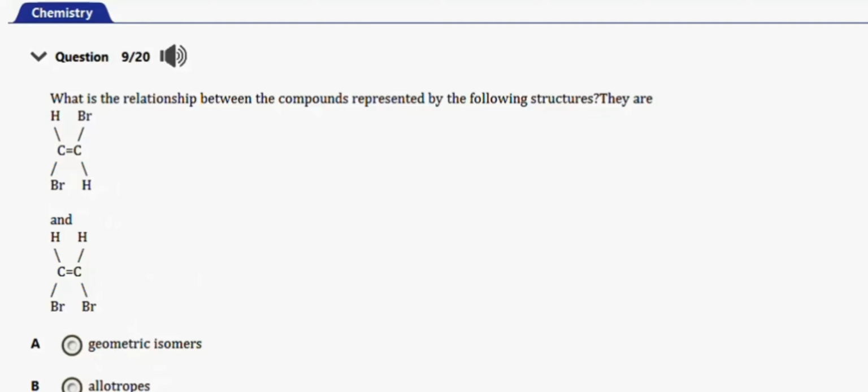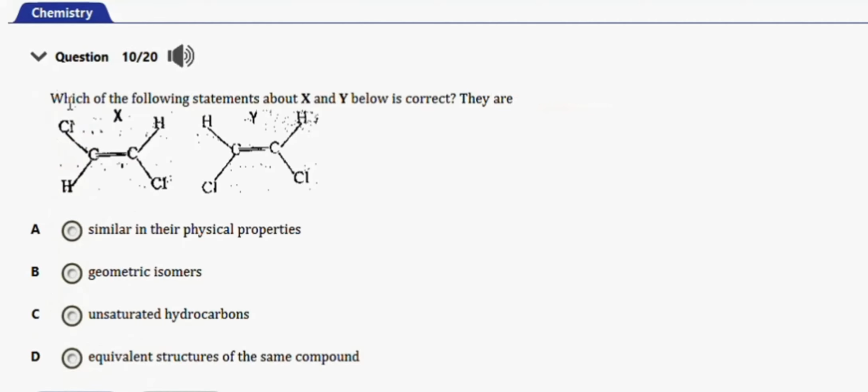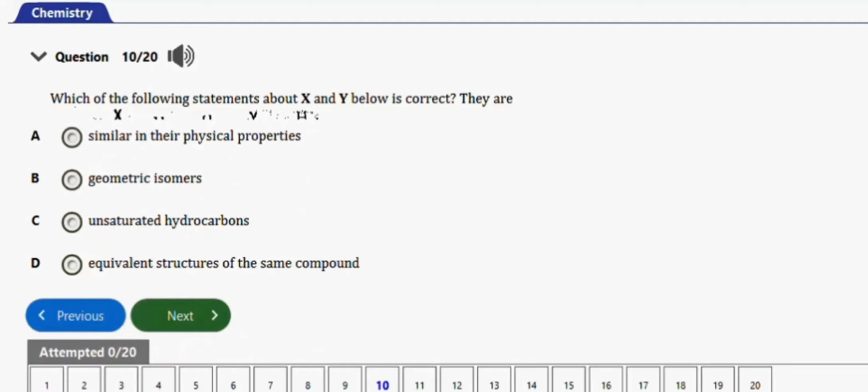The next question will be this one. It says, which of the following statements about X and Y below is correct? So they are geometric isomers. Yeah, that's the correct answer to this question. Alright, so the next question will be this one.